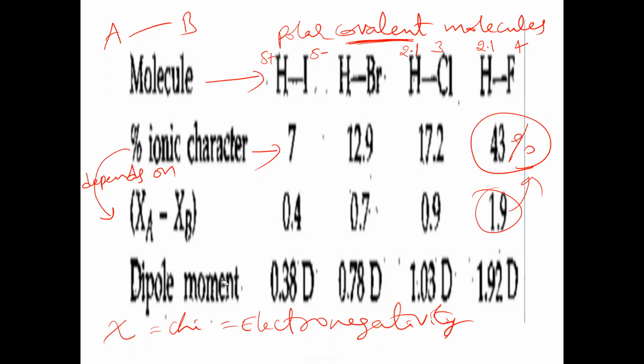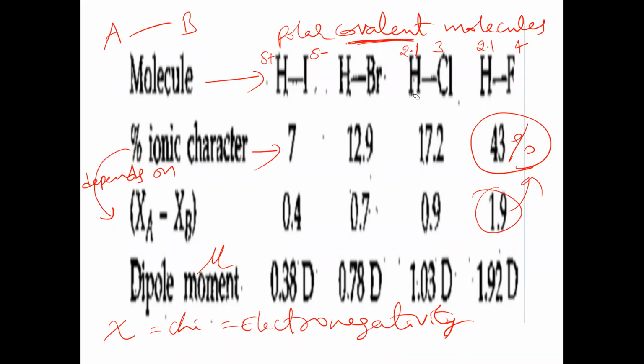Now you see the dipole moment values observed here: 0.39 D. D means Debye. A dipole moment is given by which symbol? Mu. Dipole moment mu is 0.38 Debye units for HI and 0.78 Debye for HBr.